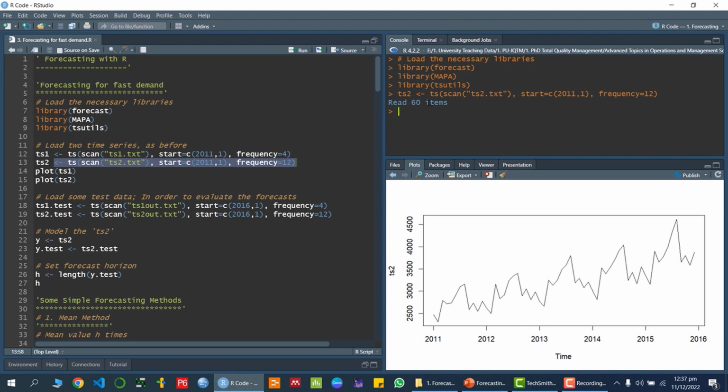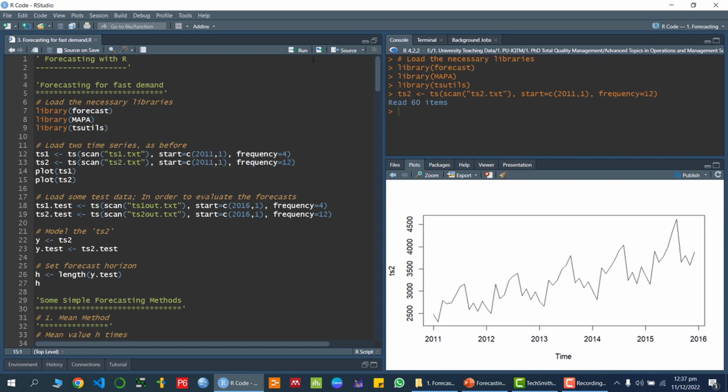As you can see, I am reading this time series with the help of the function ts. Basically, this function is going to convert the data series into a time series. I'm reading the data with the help of scan, as I have already stored the data in text format. Then I am mentioning the starting time period. I'm saying that the first data point is January 2011, and the frequency is 12, which means this is a monthly data set.